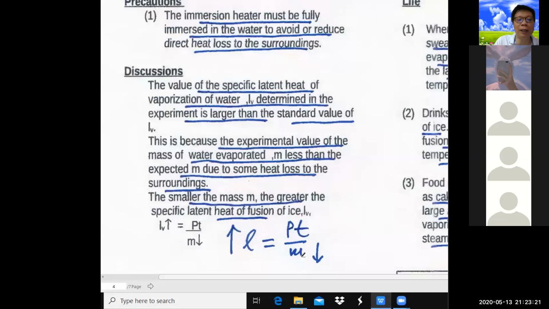If I use this formula, when the mass is smaller, you divide by a smaller number, so your answer is always bigger. Besides, this value is always bigger. Okay, same reason now. Okay?